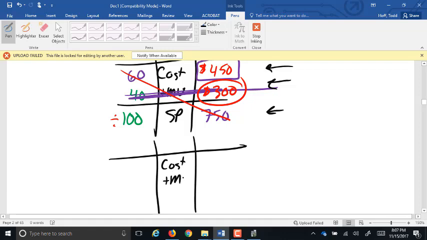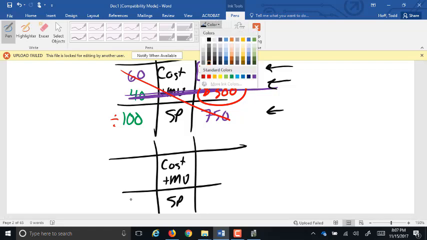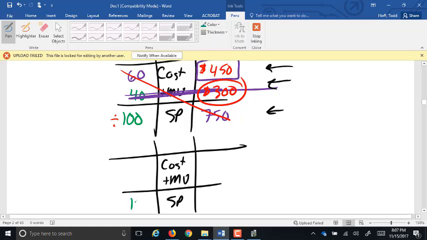34. I'll start this one, but I won't finish it. So the 100% still goes in the selling price. We have a 25% markup. We're given a $450 cost. 100 minus 25 makes this 75, and we're looking for the selling price.